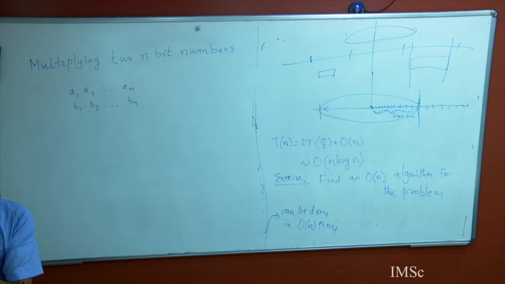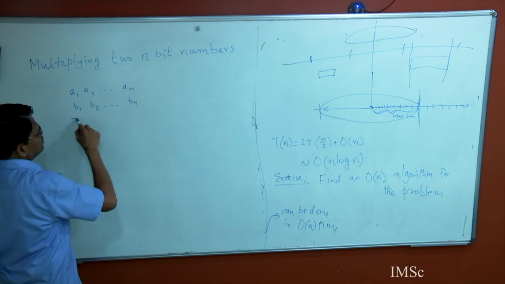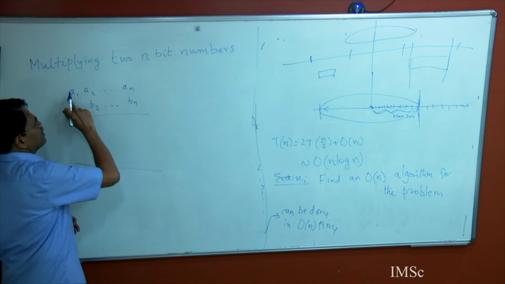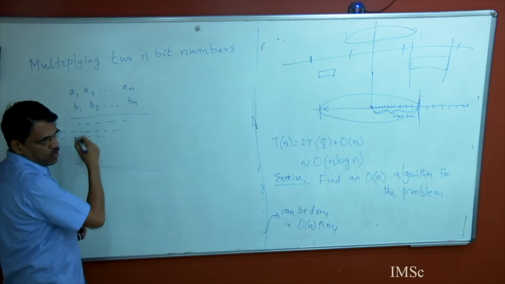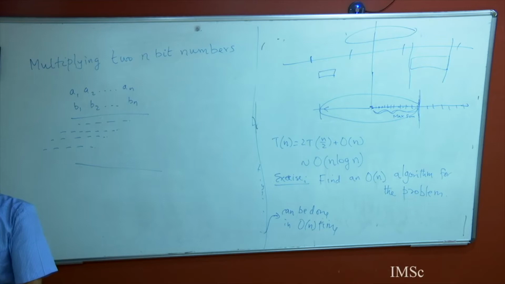Let's see how many single-digit multiplications the algorithm does. So I want to multiply these two, right? Remember your high school multiplication algorithm, which will multiply all of this by this. Then you will do a shift. Then you will do a shift. And then finally you add them all, right? So, how many single-digit multiplications does your algorithm do?